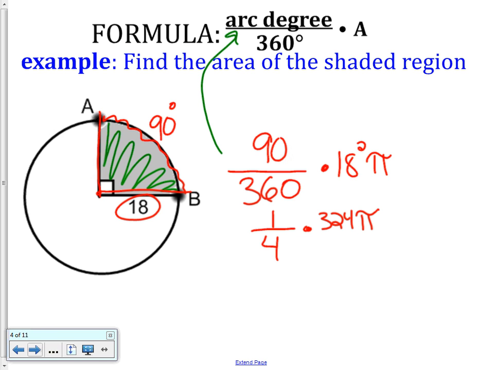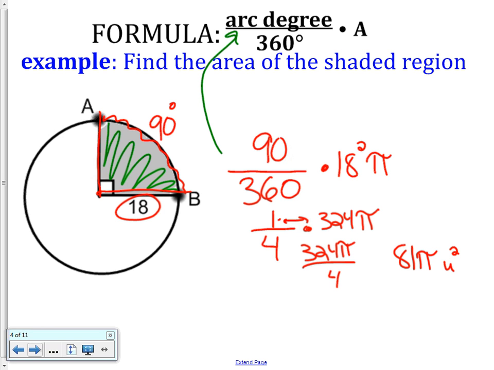Okay, so I just divided the 90 and the 360 both by 90 because they both are divisible by that. And 18 squared is 324. So now what I'm going to do is 1 times 324, so it's 324 pi divided by 4. And I get my final answer to be 81 pi. And of course, if I'm given units, I need to put units squared. So I'm going to put a U for right now so we're getting in that habit.